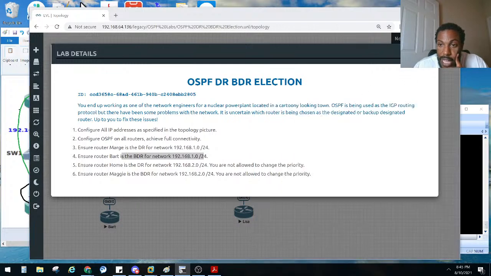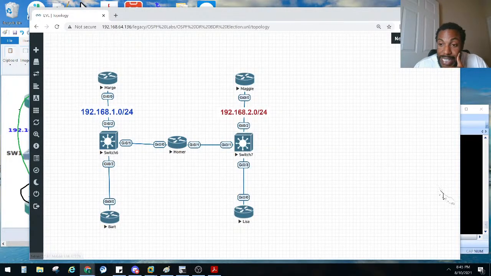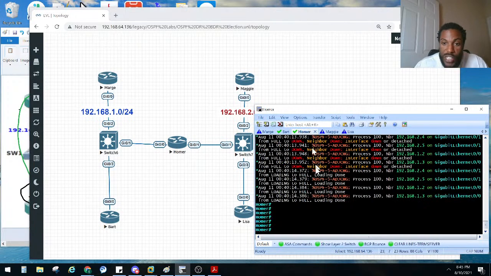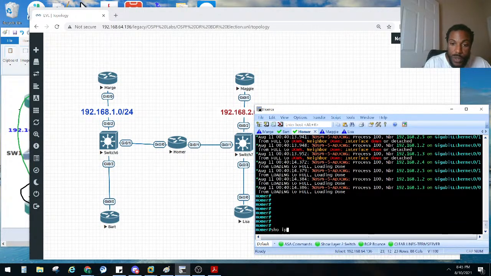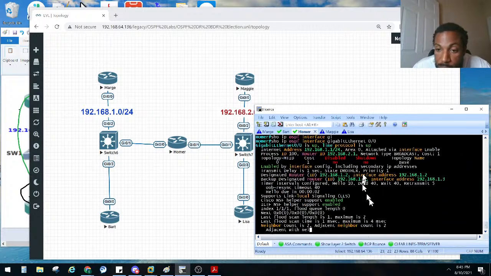So that would mean Homer is most likely the DR, right? So we check him by going here, show IP OSPF interface GI00 specific command, right? And we see that he is now a DR, just like we said. Perfect.